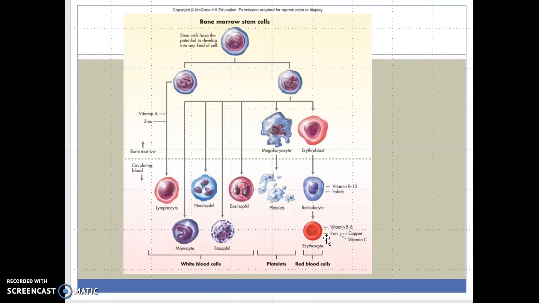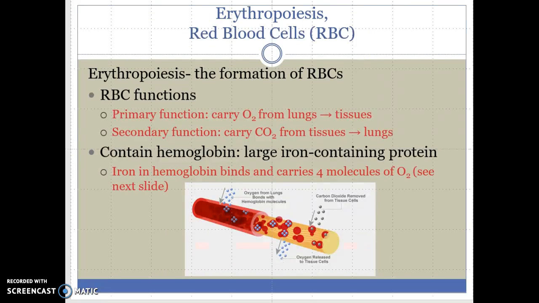B12 and folate go together. B6 and iron go together. And then attached to that are copper and vitamin C. So basically here, the erythropoiesis, or the making of red blood cells, is absolutely essential because it carries oxygen. And then it takes the carbon dioxide away. So it takes the waste away and it brings in the oxygen that's needed.